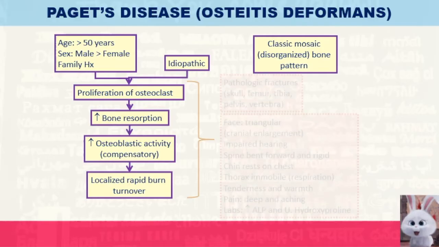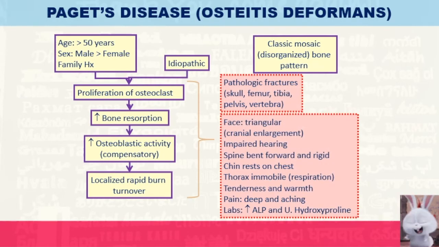Let's see what's happening. Paget's disease, or osteitis deformans, is common among those aged 50 years old and above. It is more common among males and among those with a family history. There is a slide that explains that this is idiopathic, with no known cause. In Paget's disease, there is a proliferation of osteoclasts. There is an increase in osteoclastic activity, hence the increase in bone breakdown, or bone resorption.